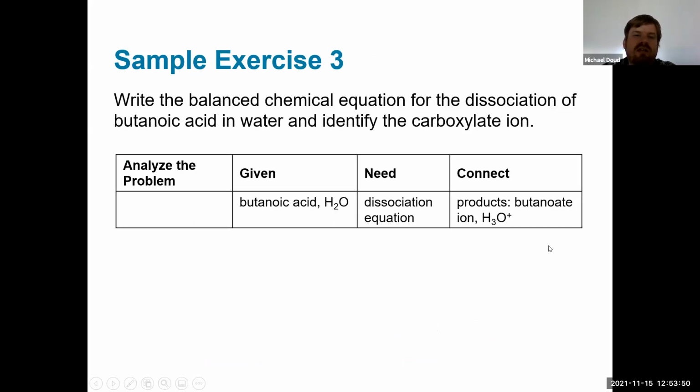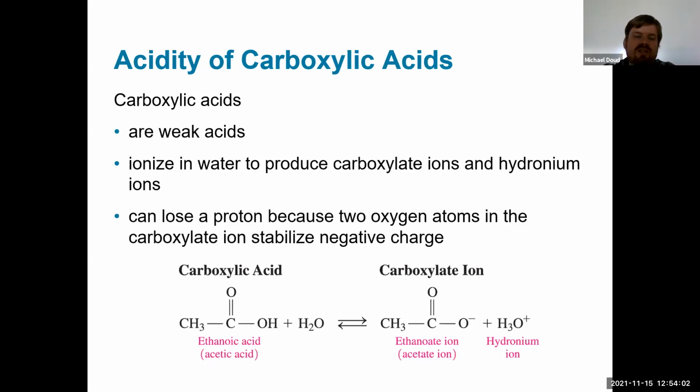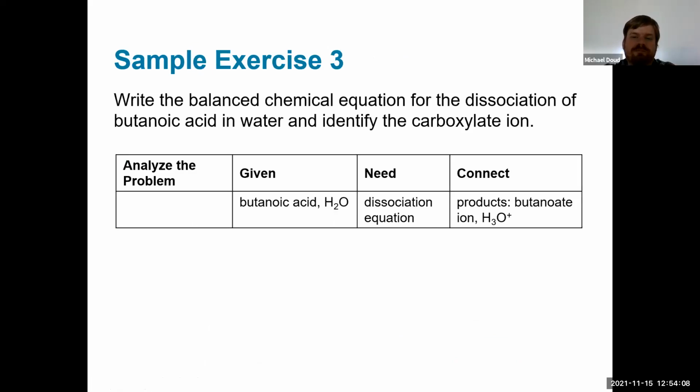Okay, so let's go ahead and give a shot here. Sample exercise number 3 says, write the balanced chemical equation for the dissociation of butanoic acid in water and identify the carboxylate ion. So go ahead, if you start from butanoic acid, write the dissociation equation, just like what you see here, and then give me the name of the carboxylate ion that forms. So pause the video now, give it a shot, and we'll walk it through when we come back.